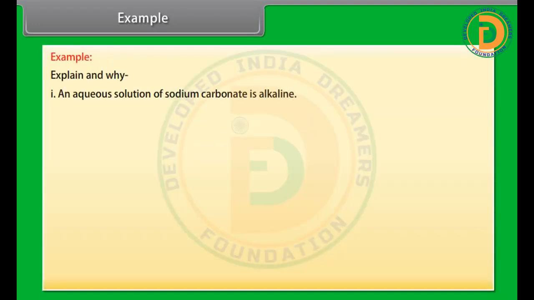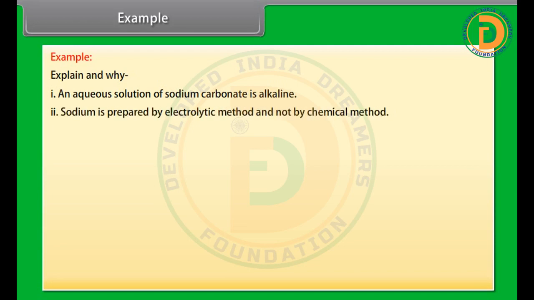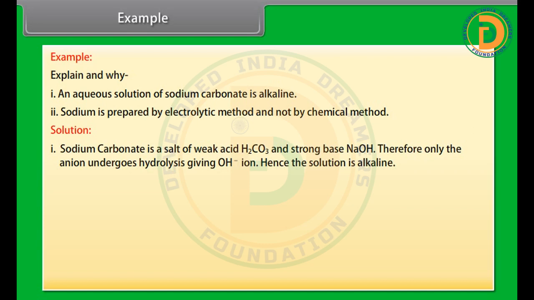Example. Let's take an example. Why is an aqueous solution of sodium carbonate alkaline, and why is sodium prepared by electrolytic method and not by chemical method? Let's see the solution. Sodium carbonate is a salt of weak acid H2CO3 and strong base NaOH. Therefore, only the anion undergoes hydrolysis giving OH- ion. Hence, the solution is alkaline.